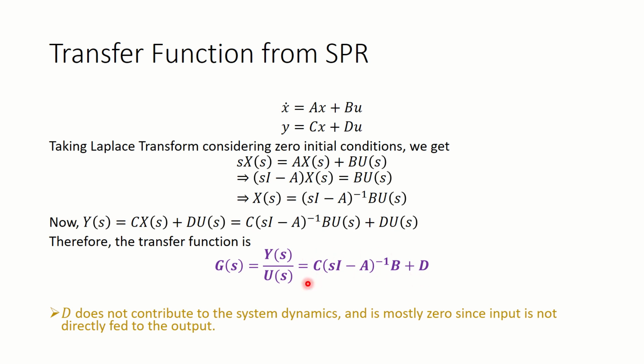This is a very simple derivation, and you are expected to remember this throughout your life as control engineers, even as electrical engineers. So this is a very simple relationship, and you can very easily derive it also, and you can also remember it. So C(sI minus A) inverse B plus D.